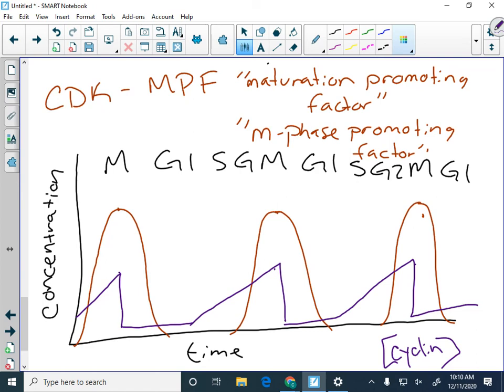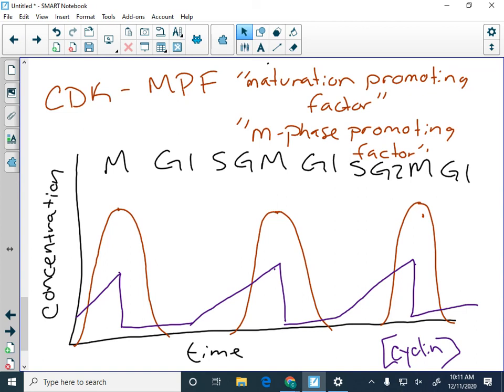So if we were to take a bunch of dividing cells and measure the activity of the cyclin-dependent kinases and the concentration of cyclin, it would look like this. So from this, we can definitely tell that the activity of mitosis, whatever triggers mitosis, is dependent on the concentration of cyclin molecules.